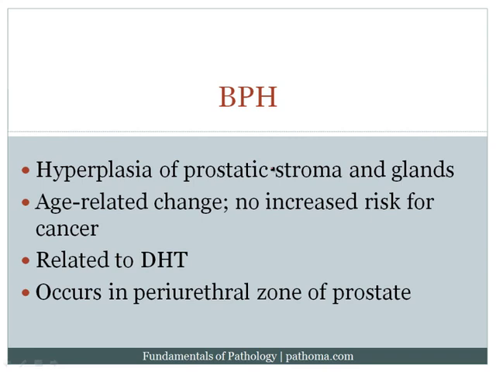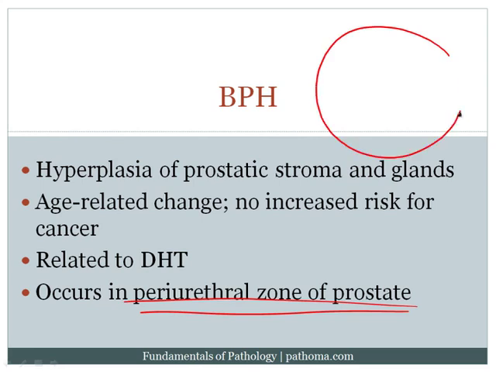It's important to note, and particularly high yield, that BPH occurs in the periurethral zone of the prostate. So that if I took the prostate on cross-section and the urethra is running through the center of it, BPH occurs here around the periurethral zone. Now that's particularly important because BPH will then result in compression of the urethra, and most of the clinical features of BPH are all due to urinary obstruction.